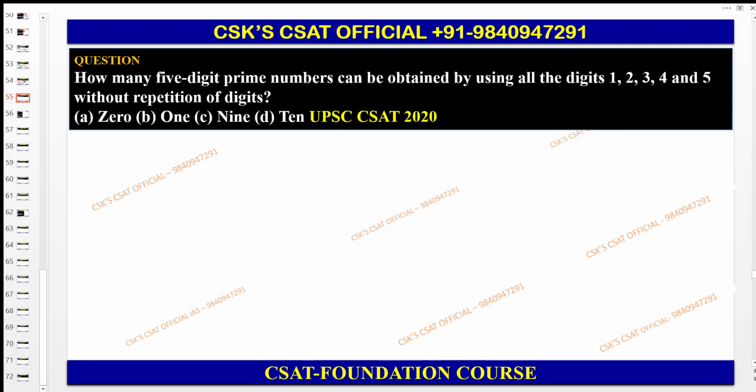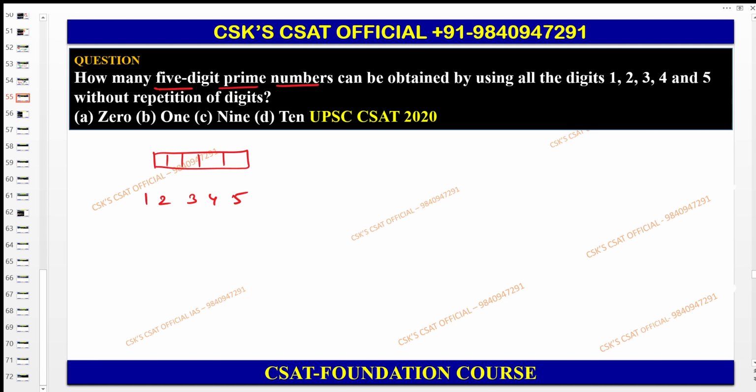Here also, to solve this question, you need a simple understanding. No other complicated things are required here. What has been provided here is: how many 5-digit prime numbers can be formed? Listen, we need to get a 5-digit prime number by using 1, 2, 3, 4, 5. Suppose I am taking this itself, 1, 2, 3, 4, 5.